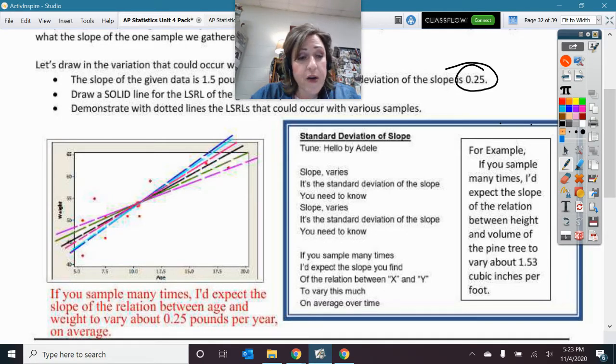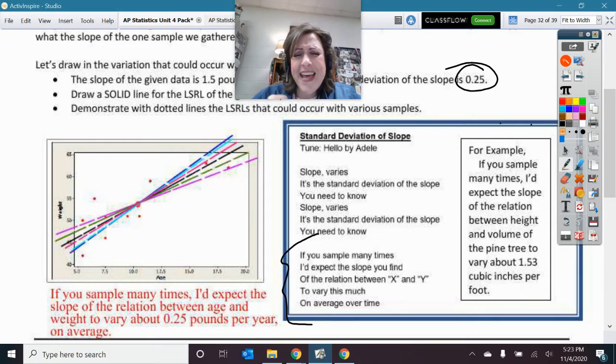So slope's going to vary because you're going to sample many times. It's going to vary about that much on average because it's a standard deviation. So here's my song. Slope varies. It's the standard deviation of the slope you need to know. Here goes the really important part.